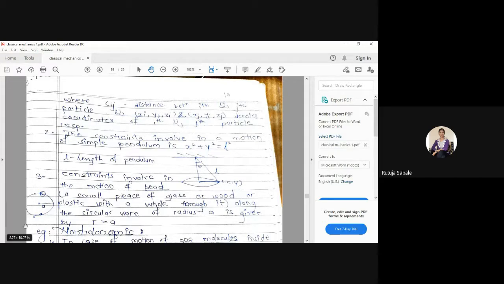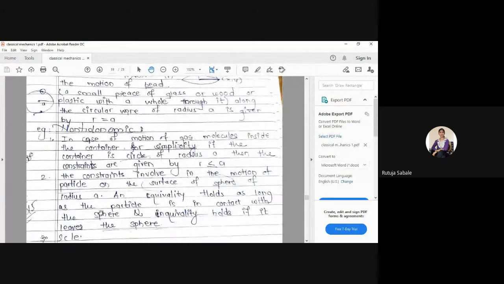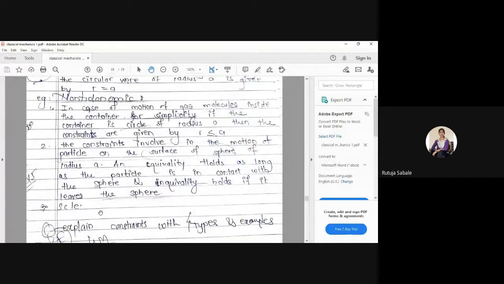What is the specified radius? It is equal to some constant a. That is a restriction on the motion of that particle, that it can move only in this specified area, and that is called a holonomic constraint. Okay, now let us go for the examples of a non-holonomic constraint.